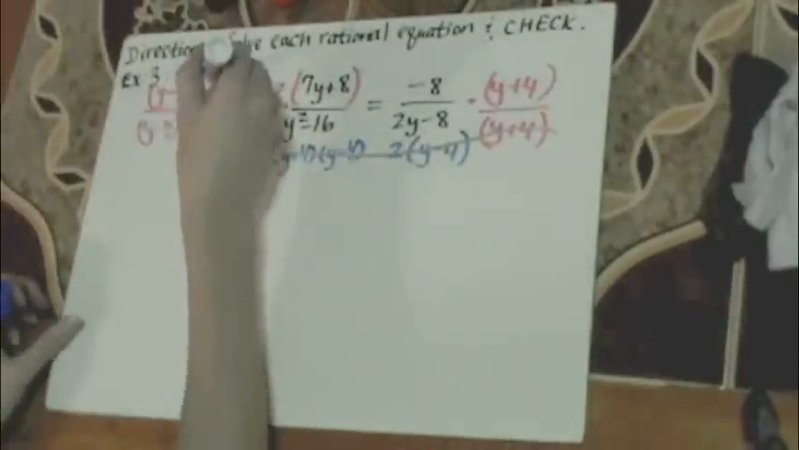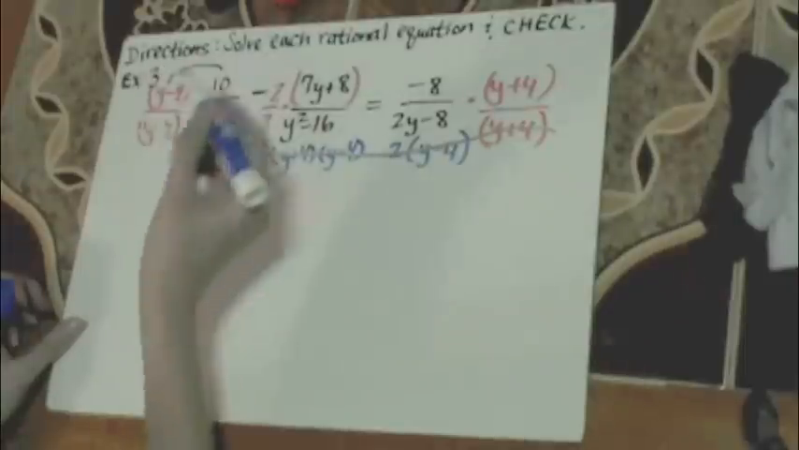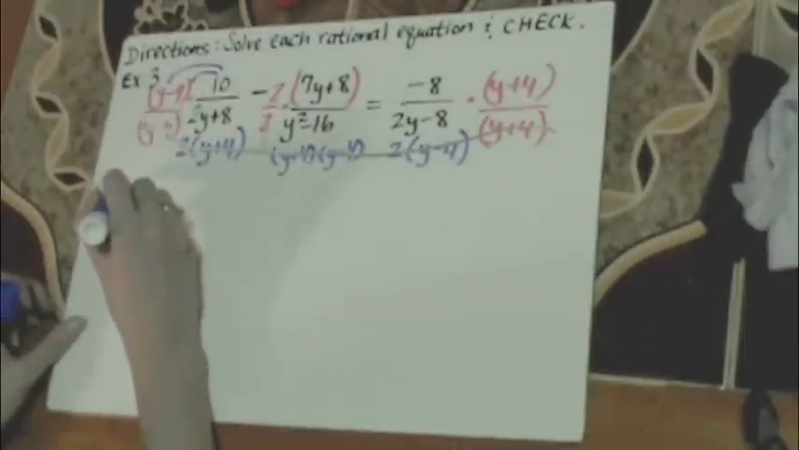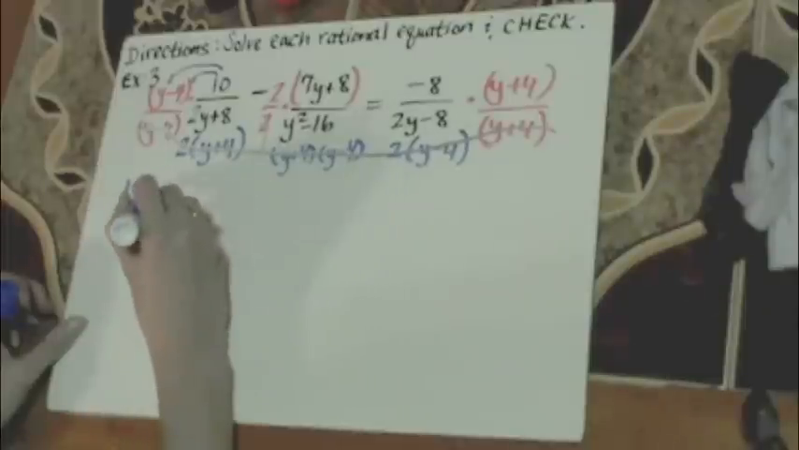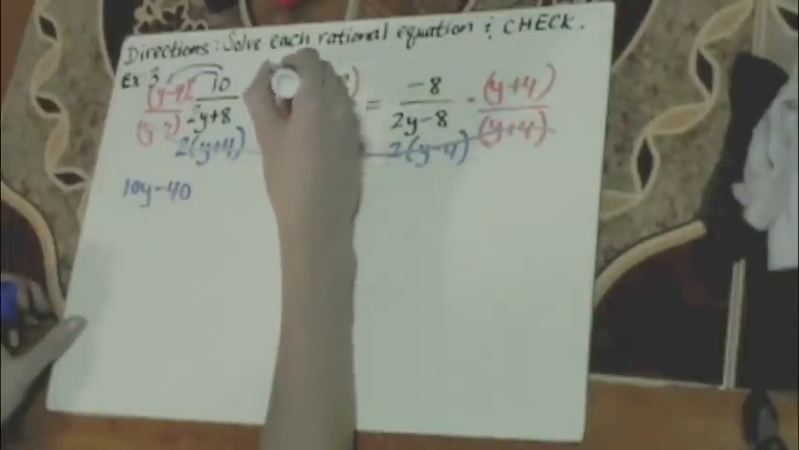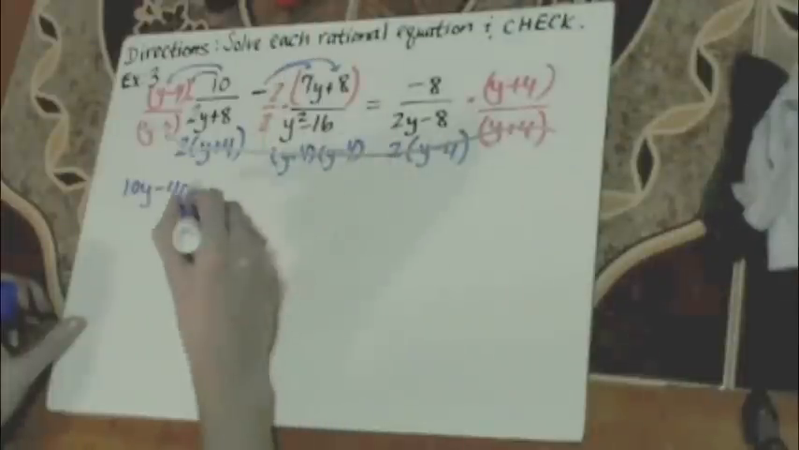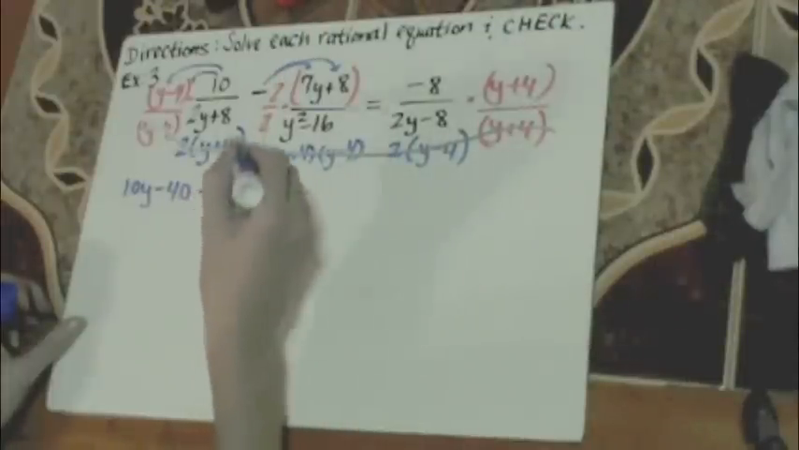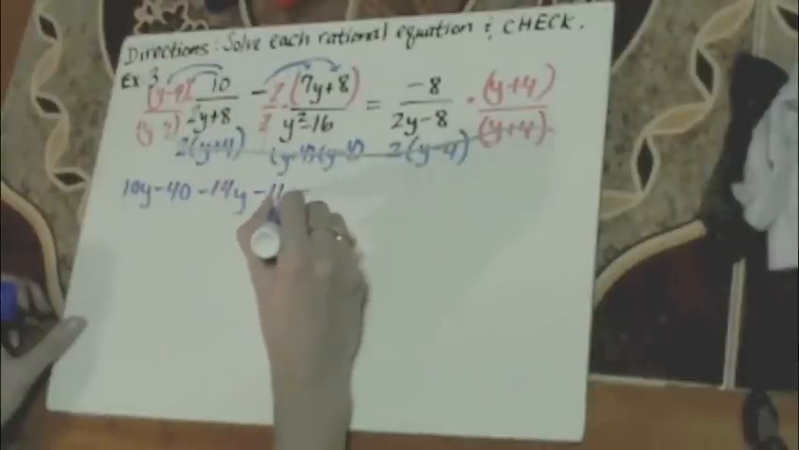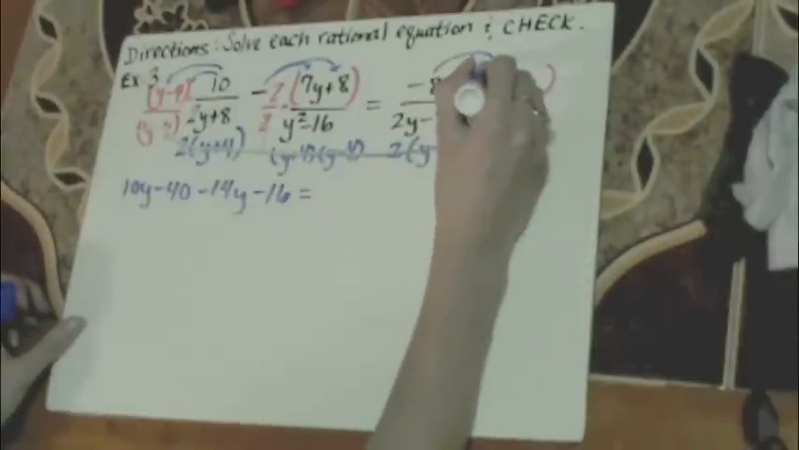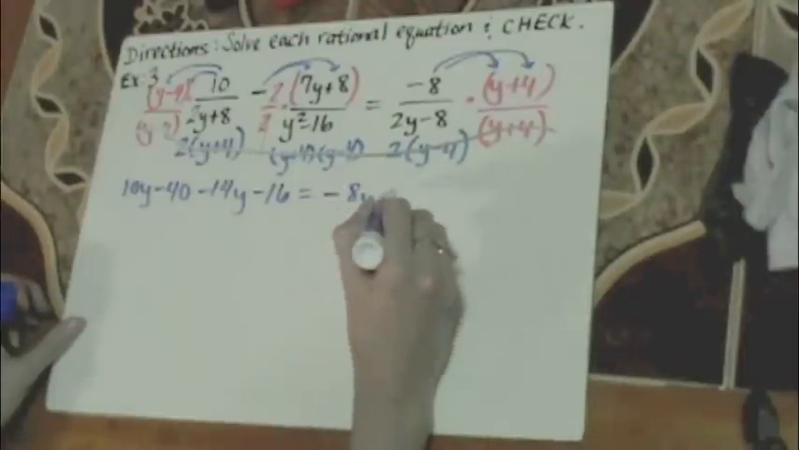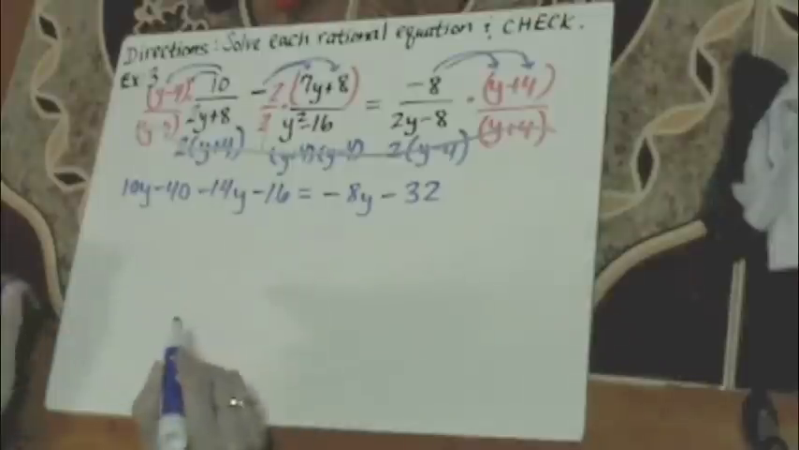Alright, so this is going to be 10 times the quantity y minus 4. So distribute that, and you're going to get 10y minus 40. Now we're going to distribute this negative 2 through. So negative 2 times 7y is a negative 14y. And negative 2 times positive 8 is a negative 16 equals, and then we're going to distribute a negative 8 through here as well. So then I've got negative 8y minus 32.